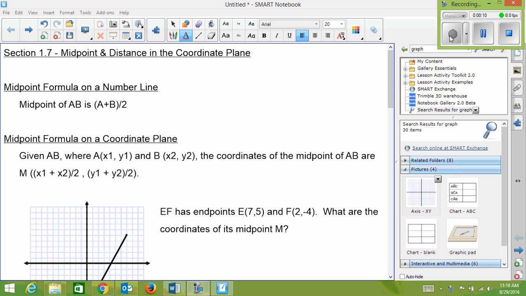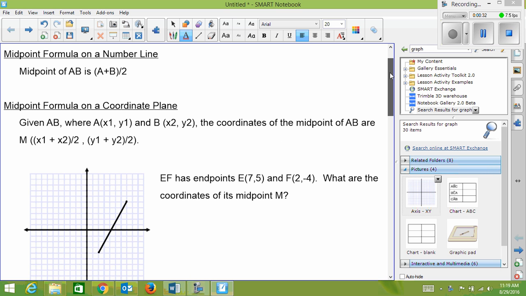So the midpoint formula on a number line is pretty simple. If you're trying to find the midpoint of line AB, you would just take the A plus the B and divide it by 2, and that would be your midpoint. Just figure out how many spots away they are from each other on the number line, and then just divide that by 2. That's the midpoint.